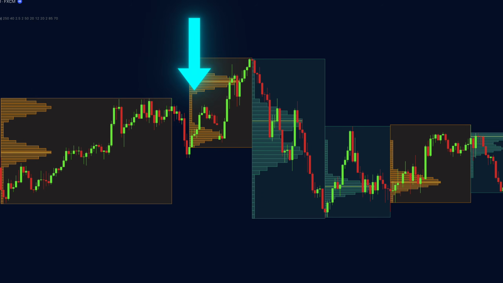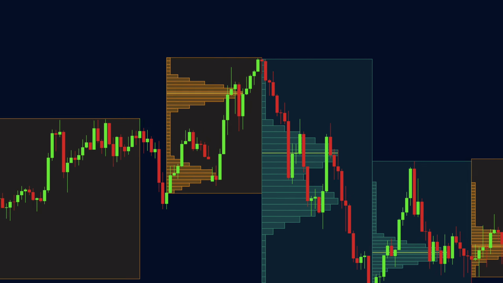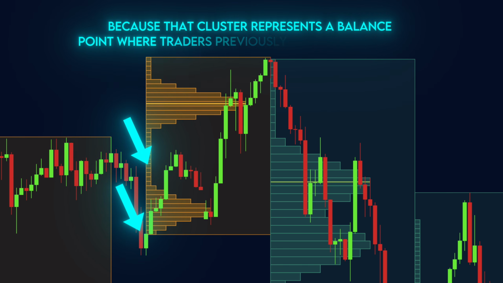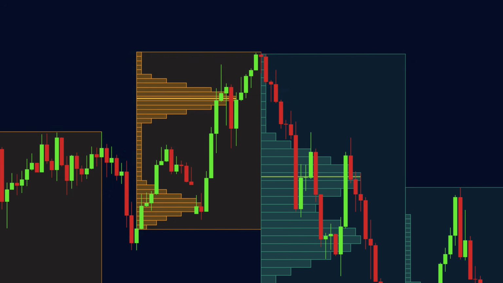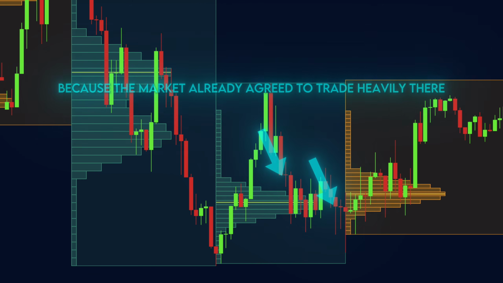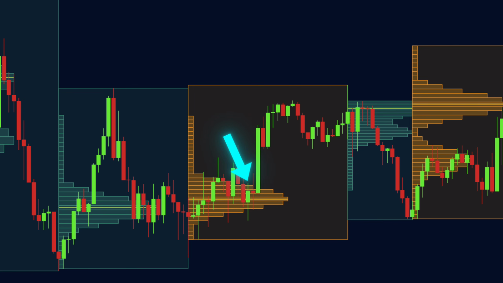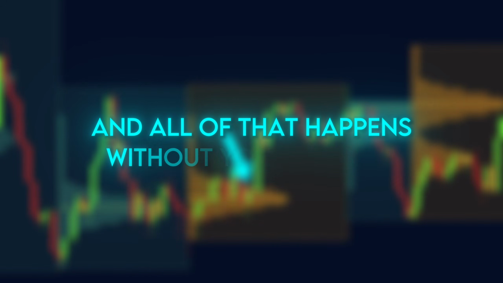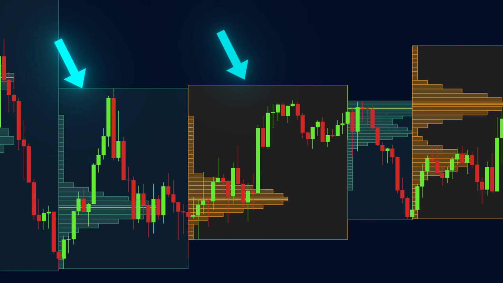Now look at how these volume clusters interact with price. When price approaches a strong cluster from below, it often slows down or pulls back, because that cluster represents a balance point where traders previously fought for position. When price approaches a strong cluster from above, that cluster often becomes support again, because the market already agreed to trade heavily there. Watch how price behaves when it gets near these clusters. You can see price hesitate, reverse, stall, or accelerate. And all of that happens without you guessing. Everything you need to know is visible.